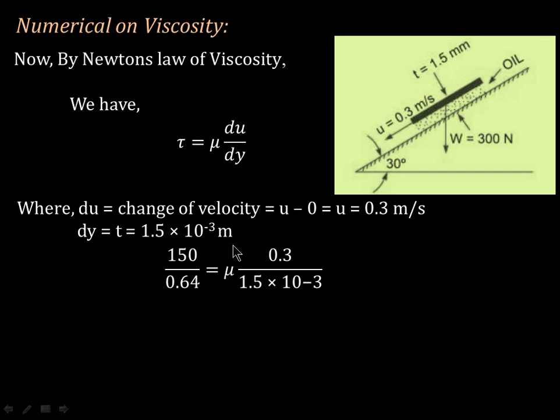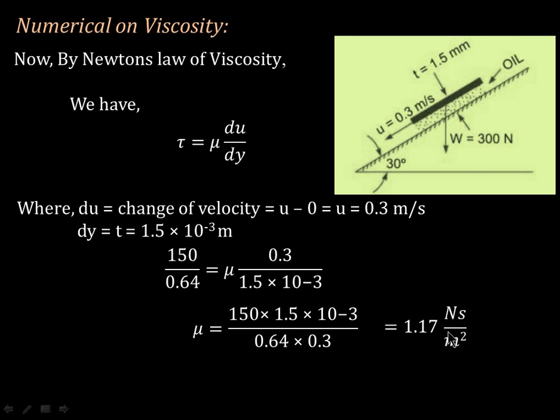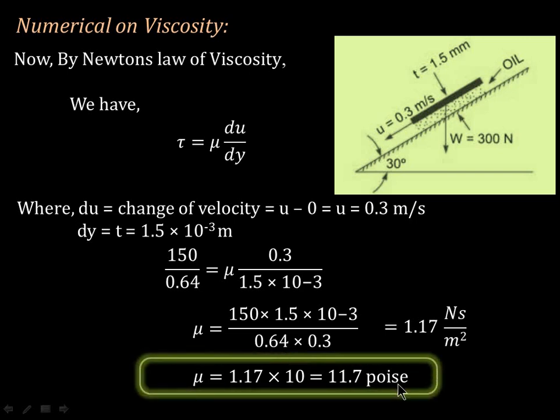By putting in all the values, tau as 150 divided by 0.64, the value of du and the value of dy, and after simplifying this equation, we get the value of mu as 1.17 Newton second per meter square. To convert Newton second per meter square into poise, we multiply by 10. So 1.17 into 10 equals 11.7 poise. This is the final answer for dynamic viscosity: 11.7 poise.